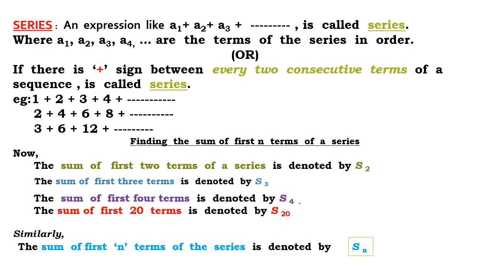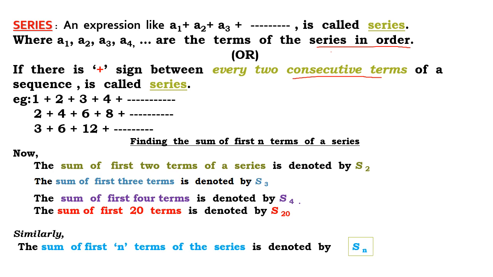Now come to the next topic, that is series. What do you mean by series? An expression like a1 plus a2 plus a3 plus and so on is called a series, where a1, a2, a3, a4 and so on are the terms of the series in order. Or, if there is a plus sign between every two consecutive terms of a sequence, it is called a series.